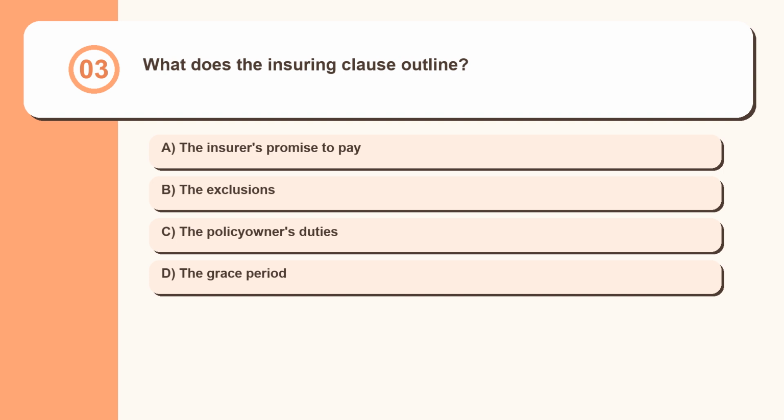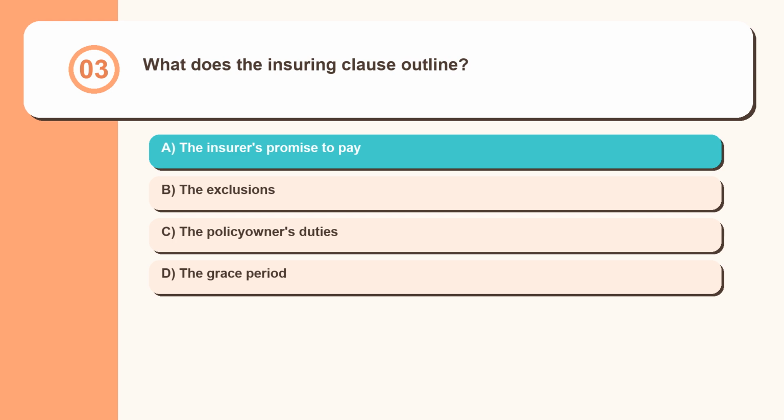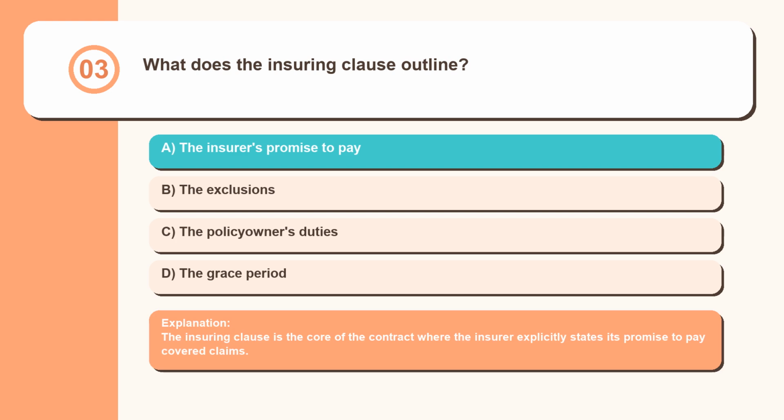Question 3. What does the insuring clause outline? The insurer's promise to pay, the exclusions, the policy owner's duties, the grace period. The insuring clause is the core of the contract where the insurer explicitly states its promise to pay covered claims.